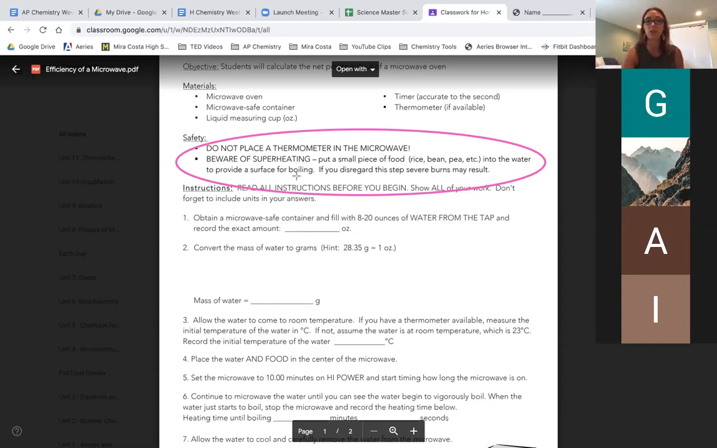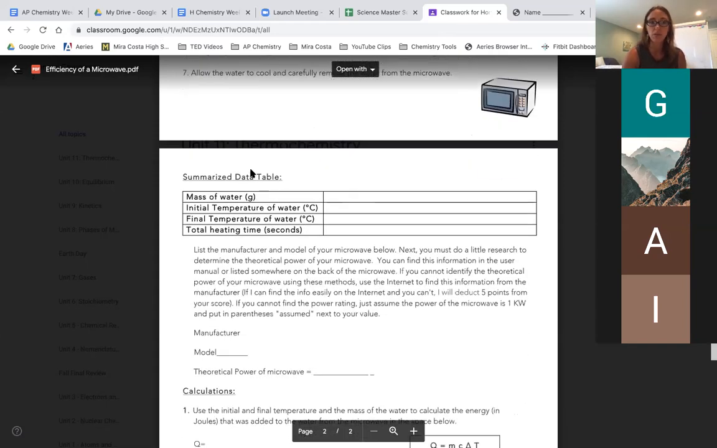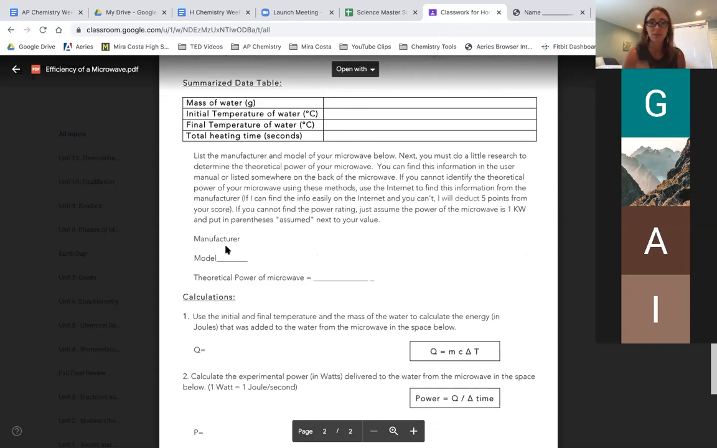So you're just gonna basically put it in the microwave until it starts to boil. And then when you see the water start to boil, then you're gonna stop and do some calculations, and you're gonna calculate the efficiency of your microwave, which is kind of fun. If you follow the instructions, it should be pretty self-explanatory. The only thing that sometimes throws people off is figuring out the manufacturer, the model, the theoretical power of your microwave.